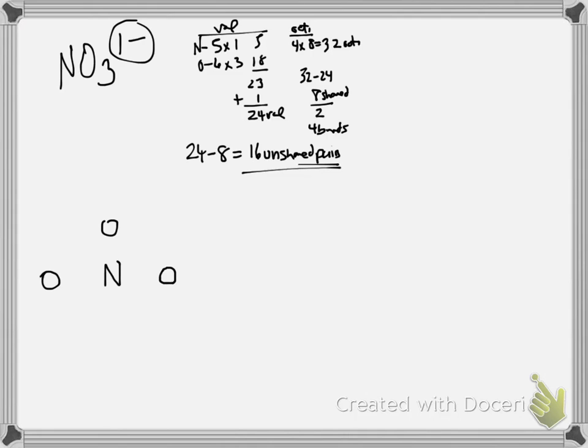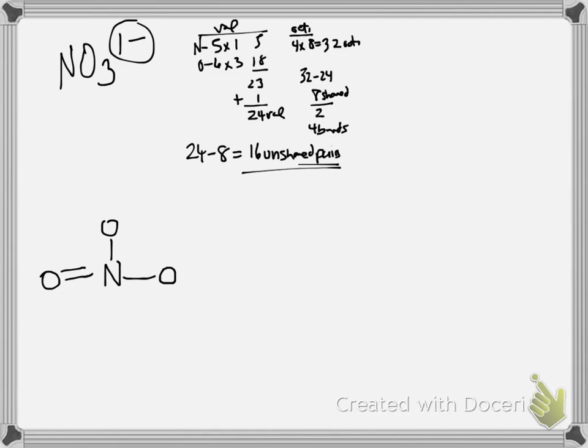It doesn't matter. So if I hook everything together with single bonds, I still need one more bond. So what do I do? I put a double bond in. So now I have the nitrate molecule. What am I missing still? Unshared pairs and brackets. Yes. That's what we're going to talk about next.